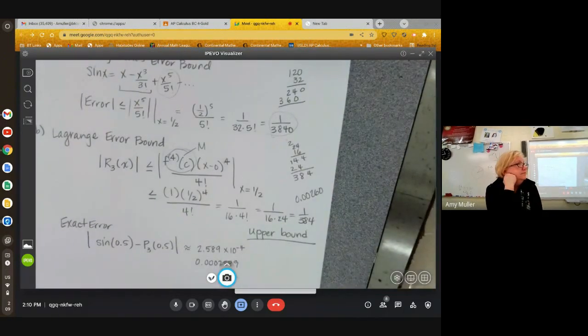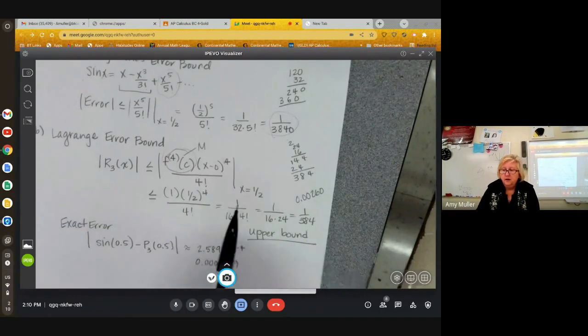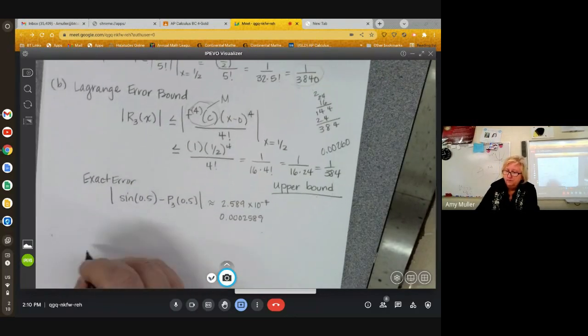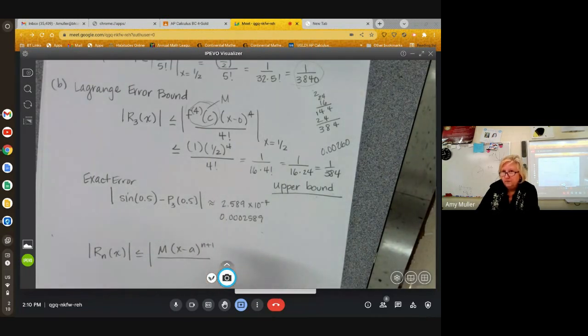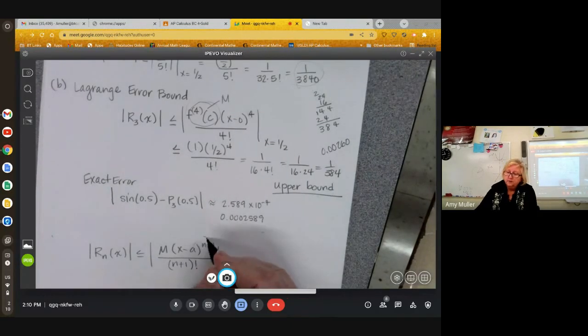What's the variable thing? Like it's m times. Yeah. Okay, so I just want to write it down. It's 0.0002 off, but it's very close. Is that what you mean? A is the center and m is the max of the n plus 1th derivative.